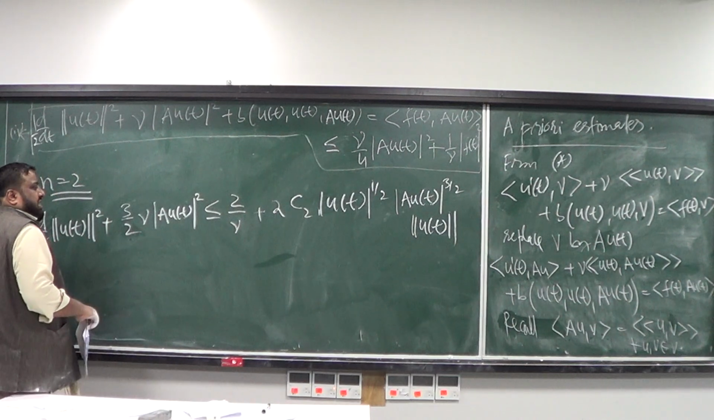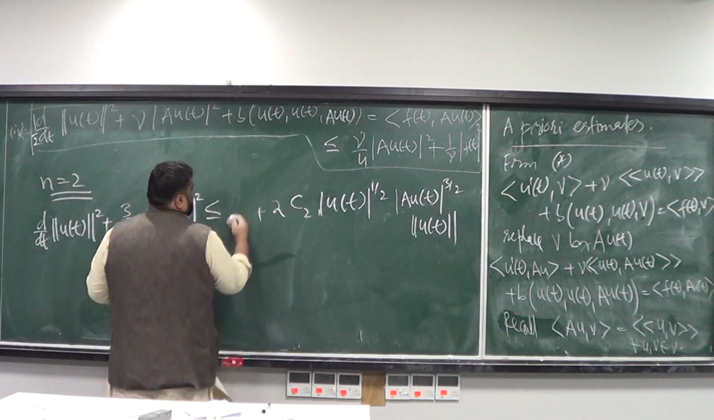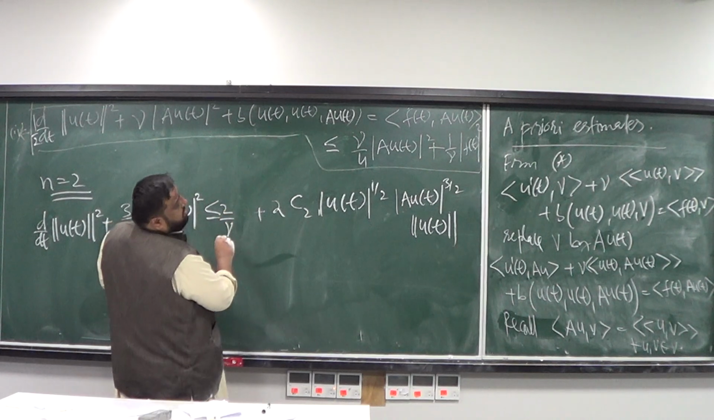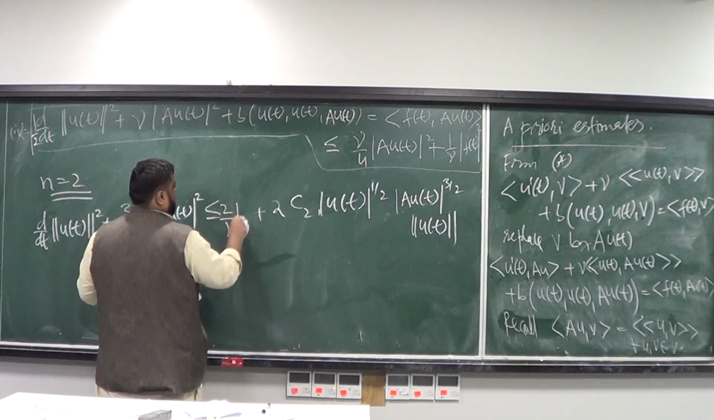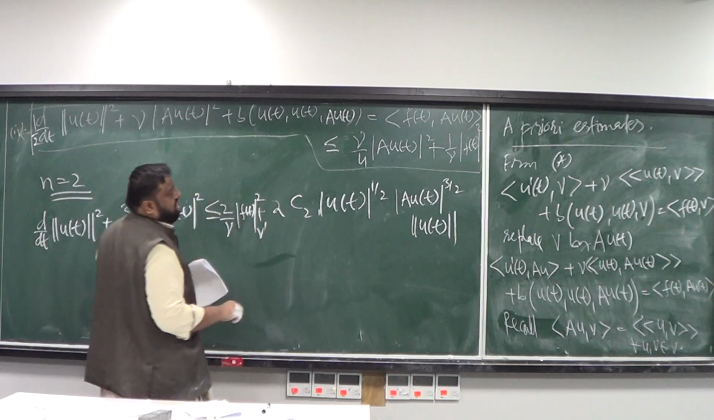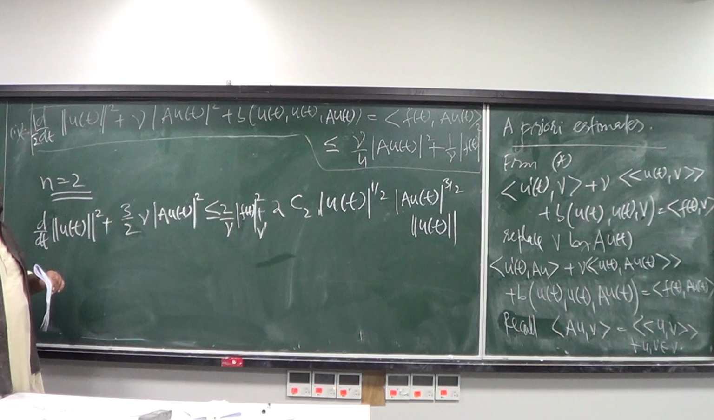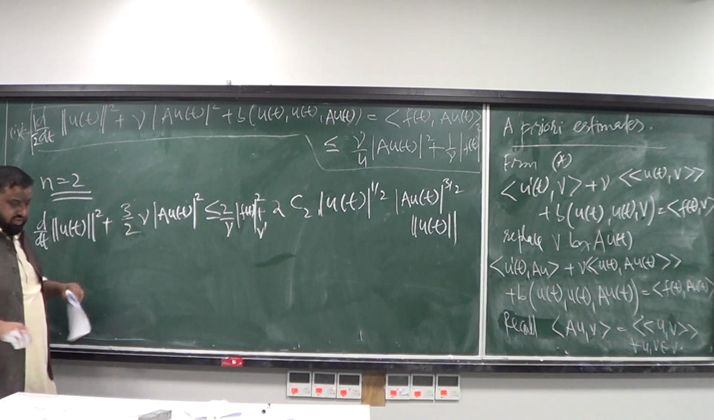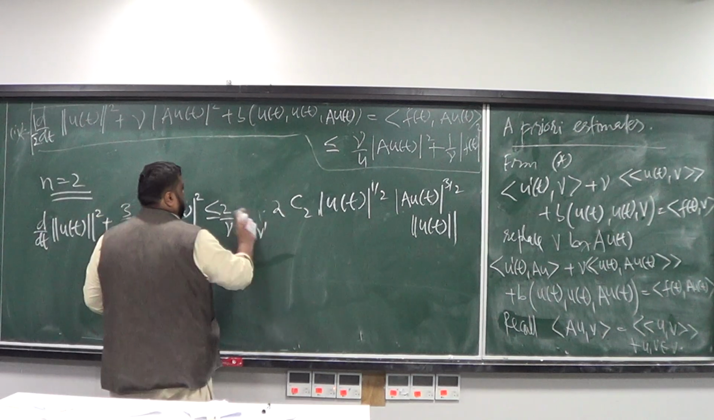Now, 2 over mu, that's right, 2 over mu and f(t) squared in the mu norm. If I again apply, say, Young's inequality a bit cleverly, you have to figure this out for yourself.